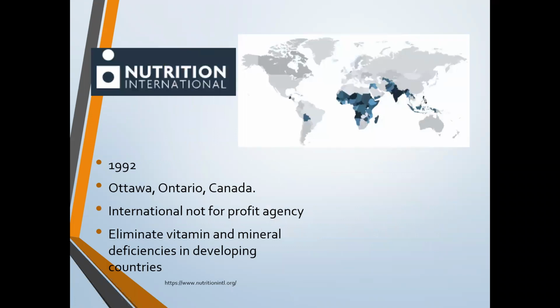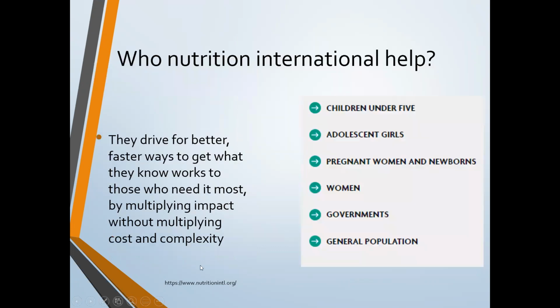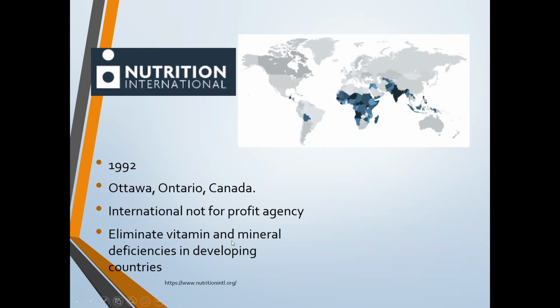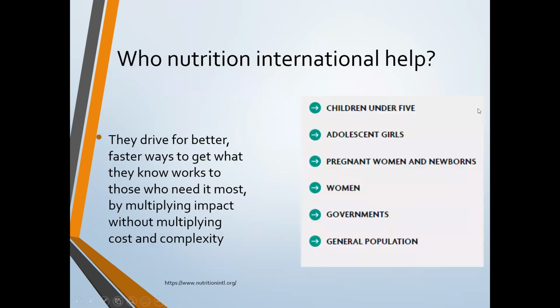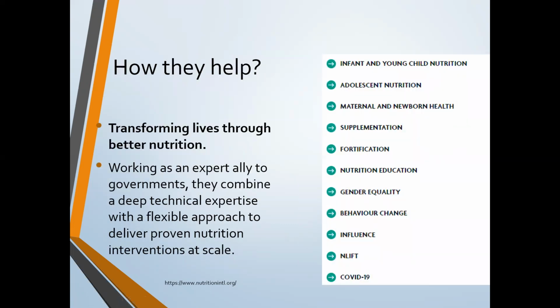There has also been an important role played by Nutrition International at both the international level and in Pakistan. It is a Canada-based, non-profit agency, and its main aim was to eliminate mineral and vitamin deficiencies in developing countries. It helps improve nutrition for children under 5, adolescents, and pregnant women, with the government involved and the general population as the target. Transforming lives through better nutrition is the motto.